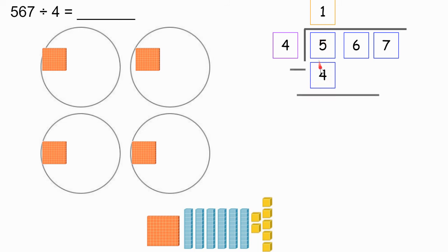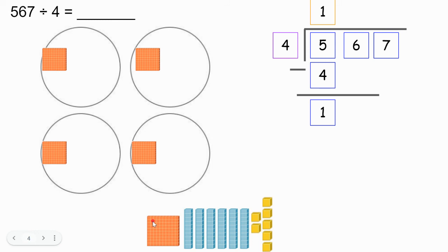We also know that the 4 is going to go down here because we've shared a total of 1, 2, 3, 4 flats. So that's another way we know we're subtracting 4. So we had 5 flats to start with. We shared 4 of them. We have 1 left over, and we can see that right here.